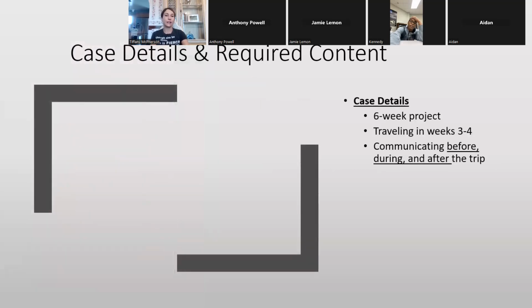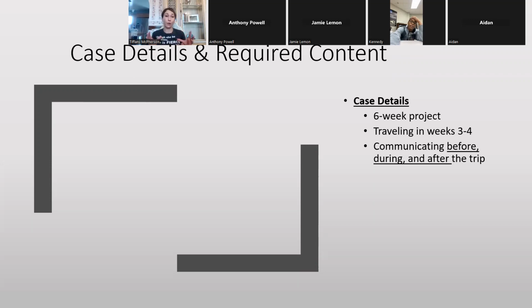Okay, so the case details. In the case, it's a 6-week project. We're not working on it for 6 weeks, but the idea is that they have these first 2 weeks where they're going to be communicating with their counterparts in the other country via phone, via text, via email. So they're going to be making arrangements, in terms of what the agendas might be and how they're going to navigate their trip.